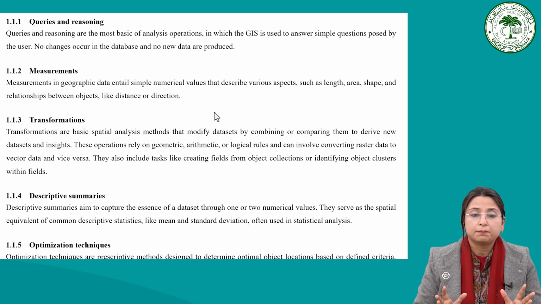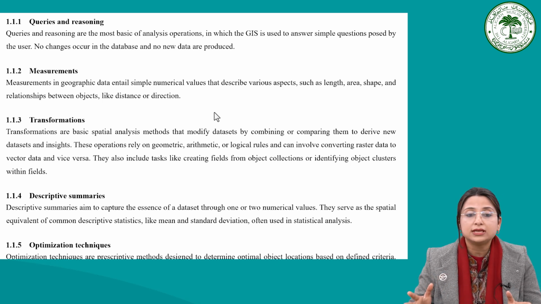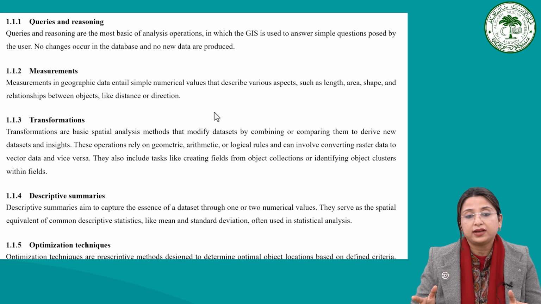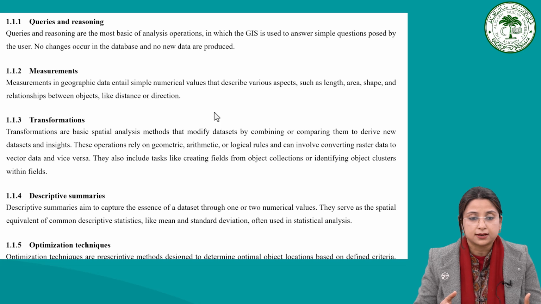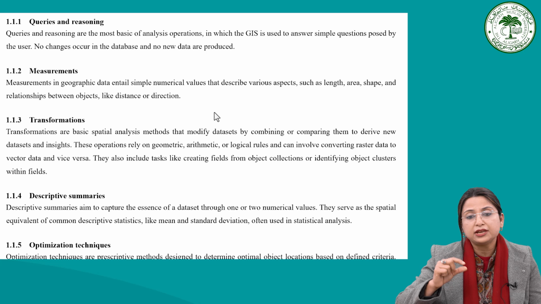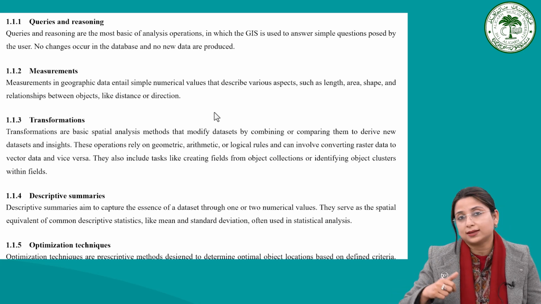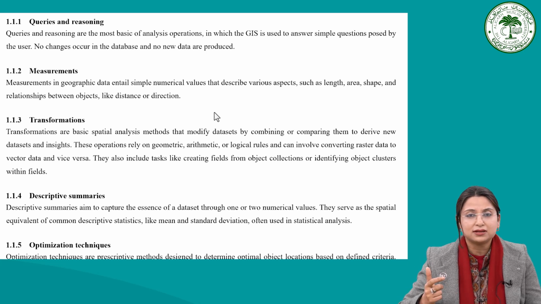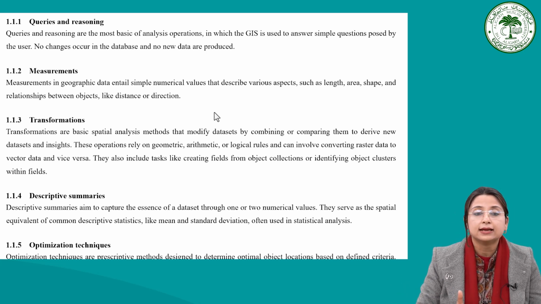Not only this, but the relationship between the objects, like if we are taking two points, the distance between the objects. If we have to find the direction of one object from the other object, mainly the spatial data entails simple numerical values to describe these aspects, whether it may be length, perimeter, shape, slope, aspect, or various types of relationships like distance and direction.